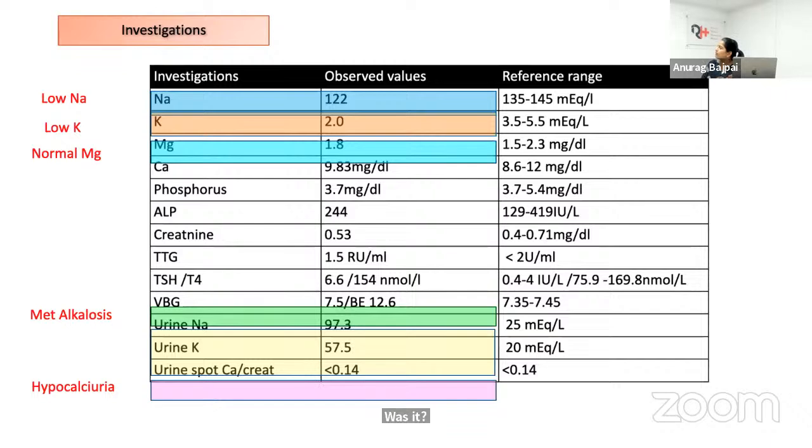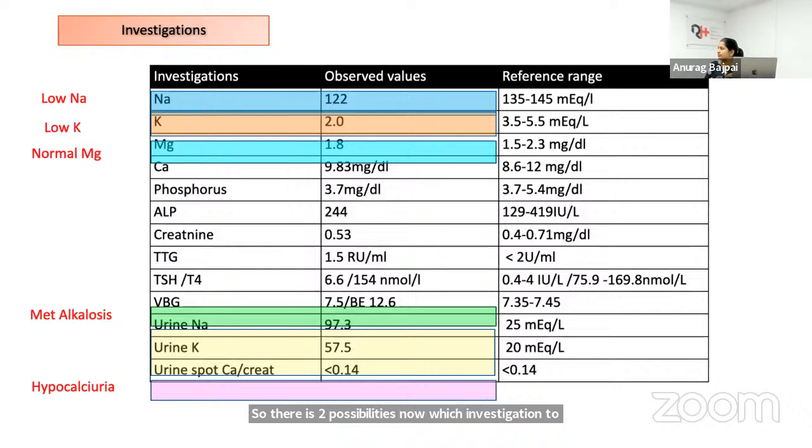So everywhere we say hyponatremia, hypokalemia. Hyponatremia, hypokalemia means what? Basically, it means that you are losing it either from the gut or from the urine. So in this scenario there are two possibilities. Now, which investigation tells you that you are losing from the kidney and not the intestine?